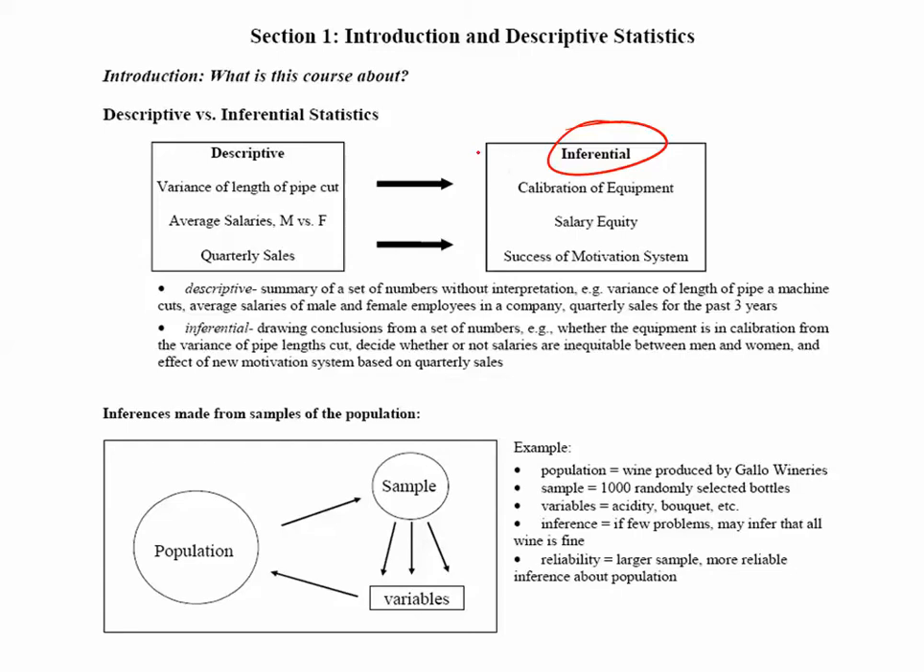In the first 3 sections of this course, we'll be discussing descriptive statistics. In the next 3, we'll be discussing inferential statistics, otherwise known as hypothesis testing. And then in the final section, we'll be looking at correlation and regression.